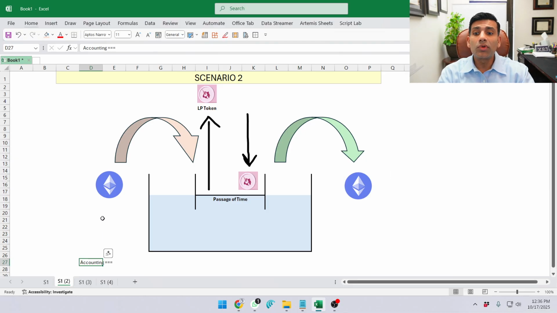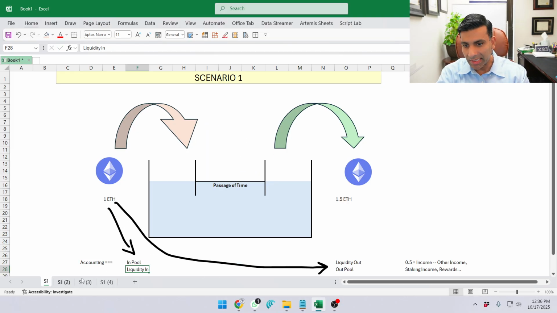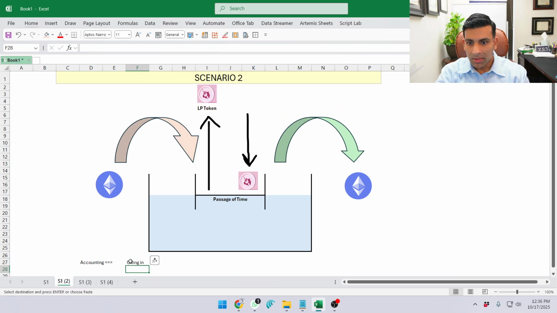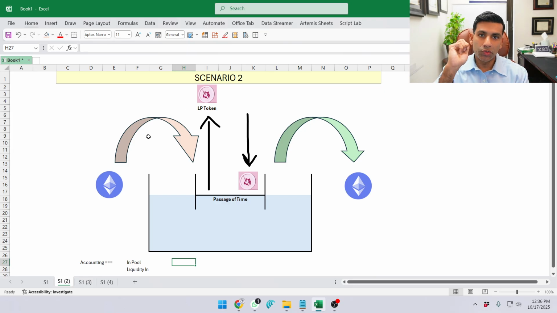So accounting for this would be, as soon as you went into a pool, going in similar to what I showed you in scenario 1, pool, liquidity in. I'm going to go ahead and copy these, right? And then that token that you receive back, in a lot of accounting software, it will merge and have this as one set of transactions where you're putting a token into a pool, simultaneously you're getting something back, and then you're paying fees. So those 3 different transactions will all be considered as liquidity in.